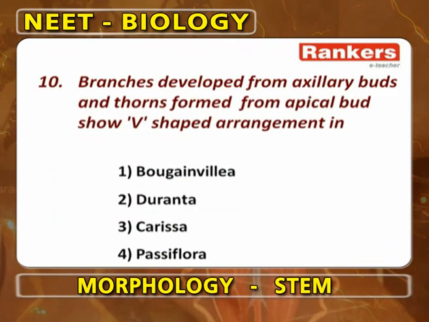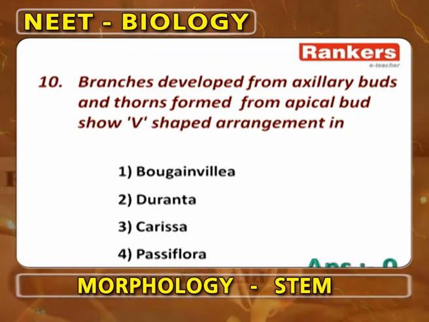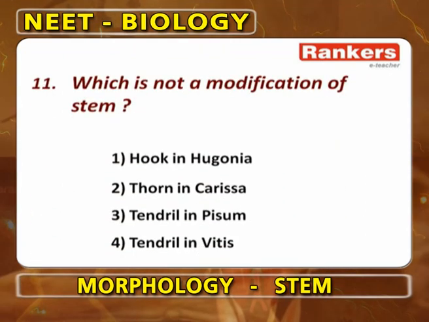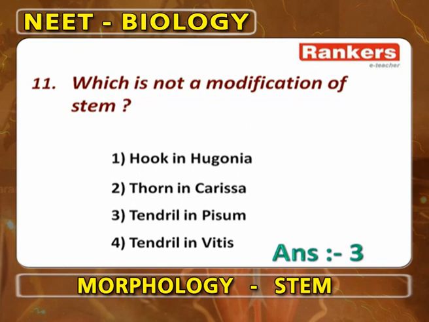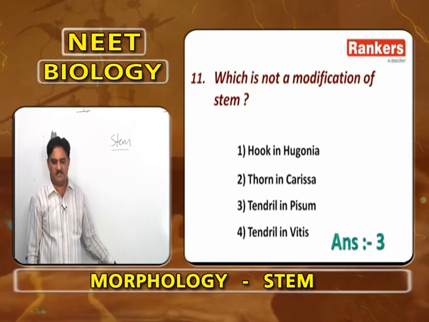Next, branches developed from axillary bud and thorns formed from apical bud show appendages, why? Because Carissa is the answer. In Carissa you will find every apical bud becomes a pair of thorns and branches are formed. Next, which is not a modification of stem. Tendril in Pisum is a leaf modification, it is not a stem modification.